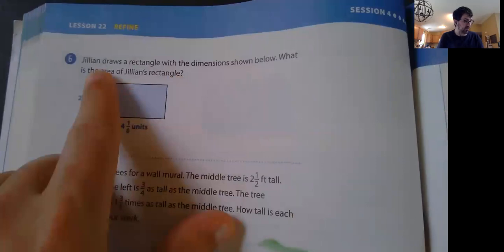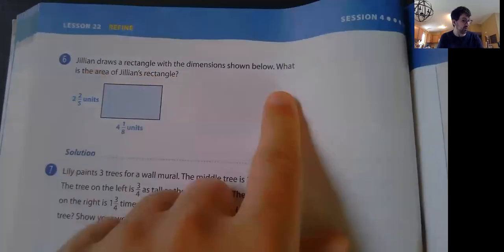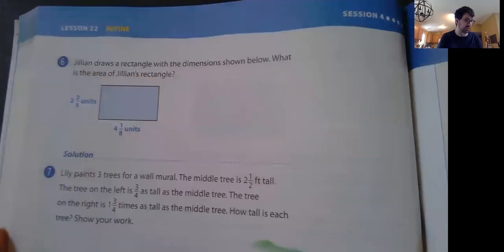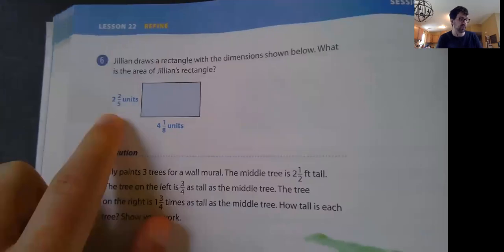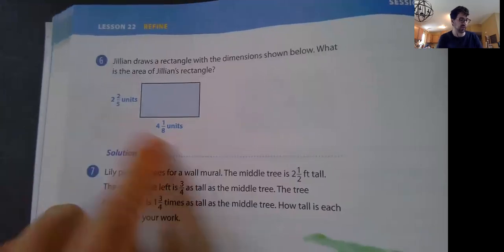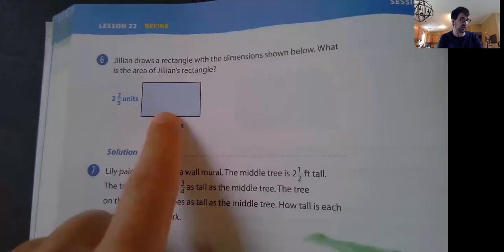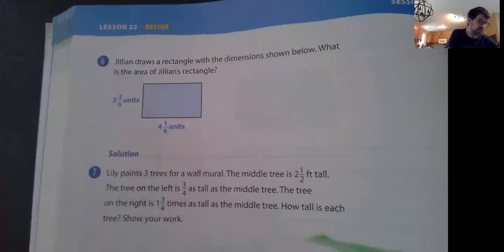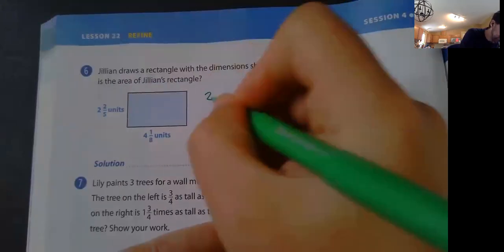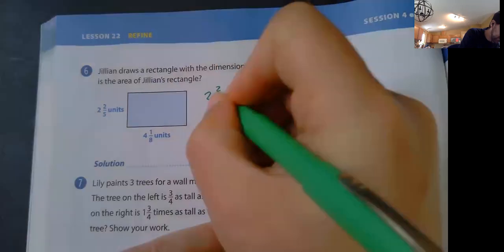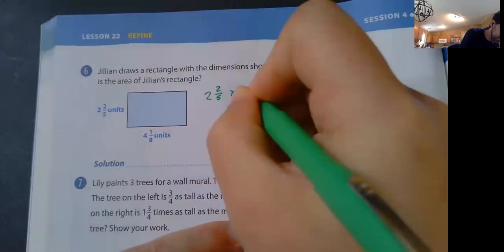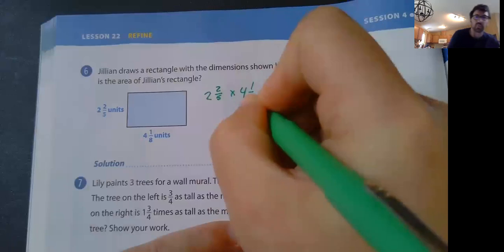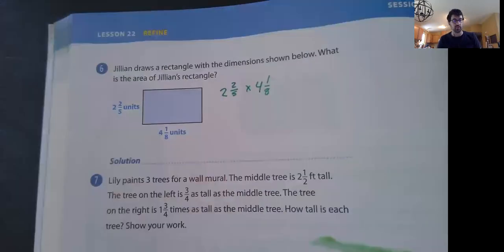Jill draws a rectangle with the dimensions shown below. What is the area of Jill's rectangle? So 2 2/5 units, length and width, right? 4 and 1/8. So if we find the area, we're doing length times width here. So we're doing 2 2/5 times 4 1/8.